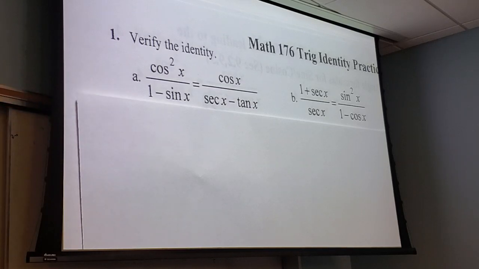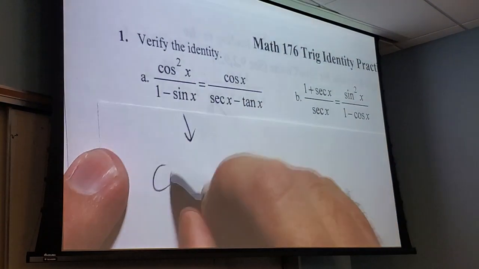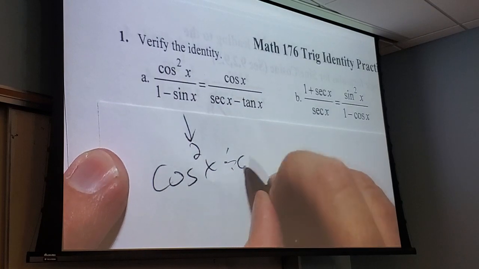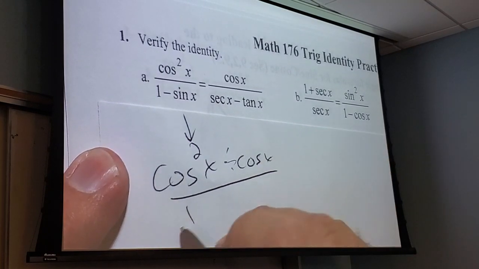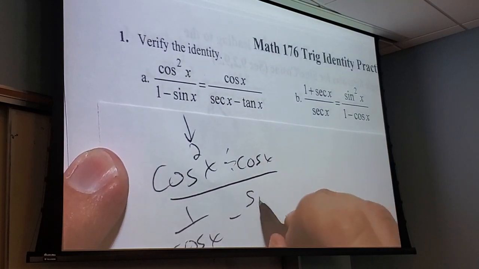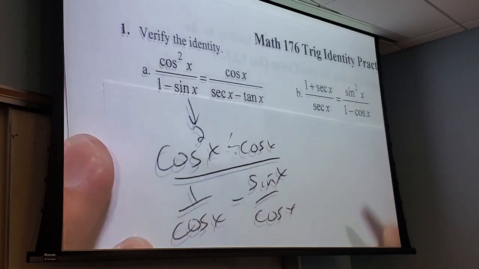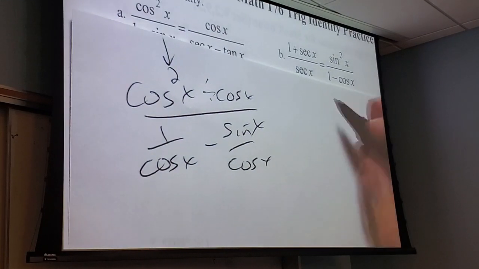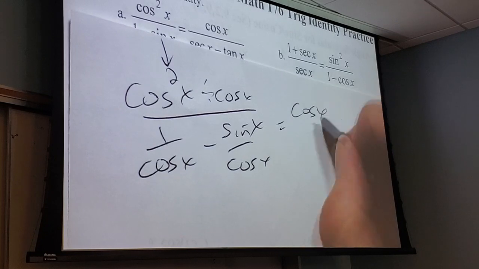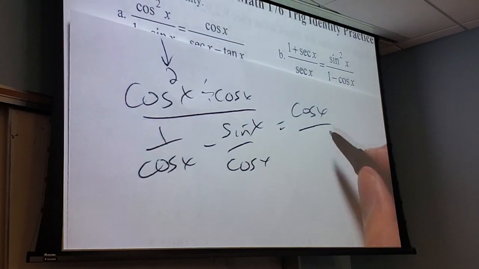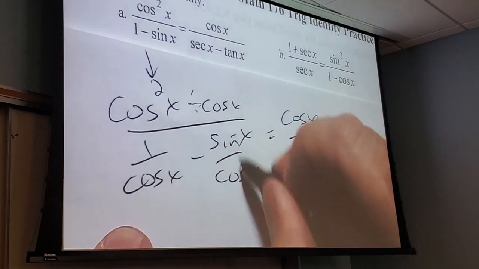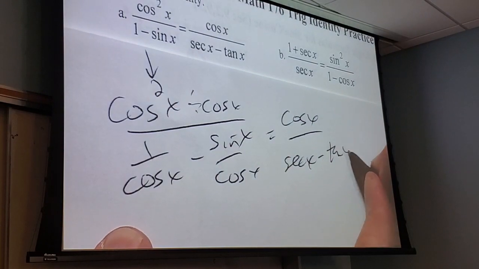So let's see what I get if I start with this side and I divide top and bottom by cosine. So I just divided top and bottom by cosine. So I get cosine x. What is 1 over cosine? Secant x. And what is sine over cosine? Tangent x. See, I'm done?